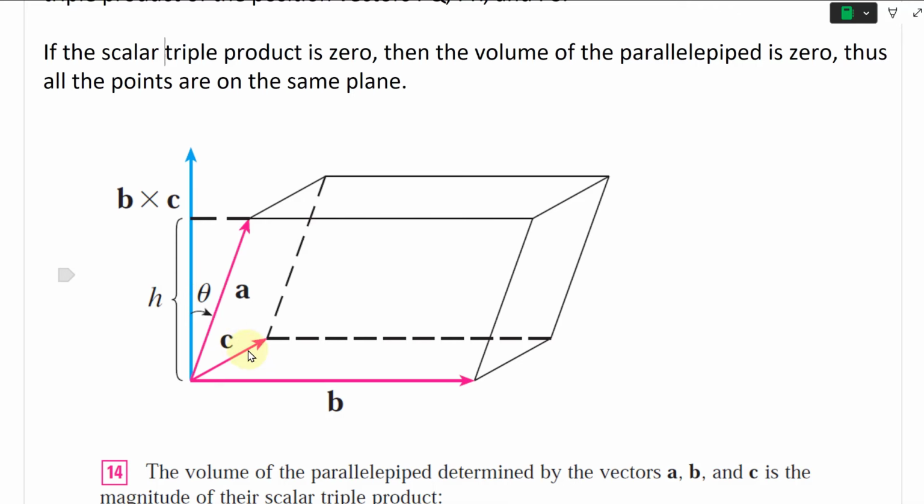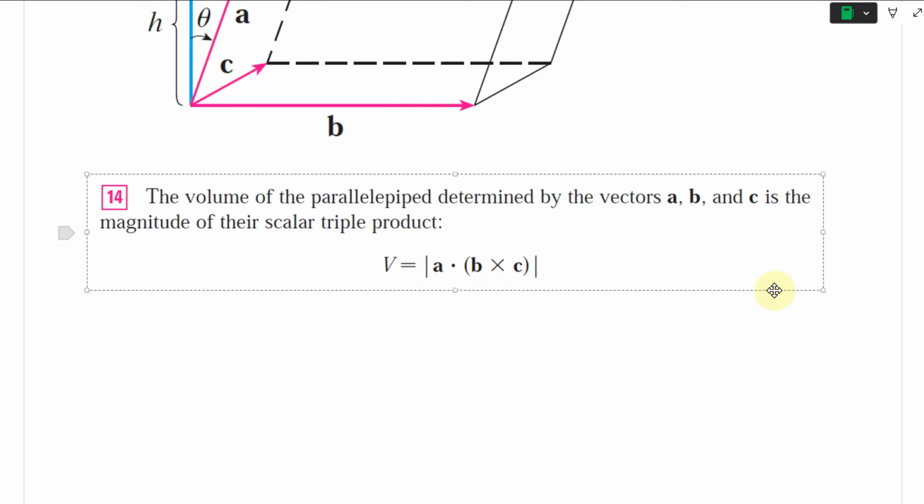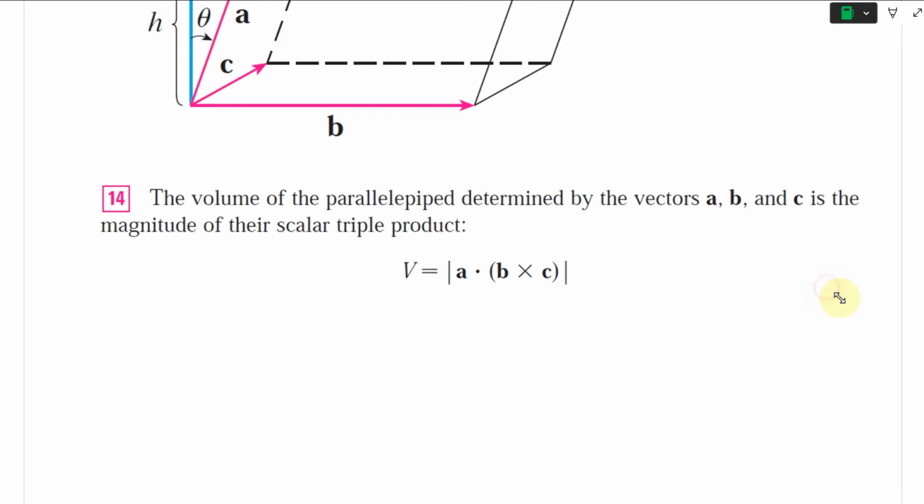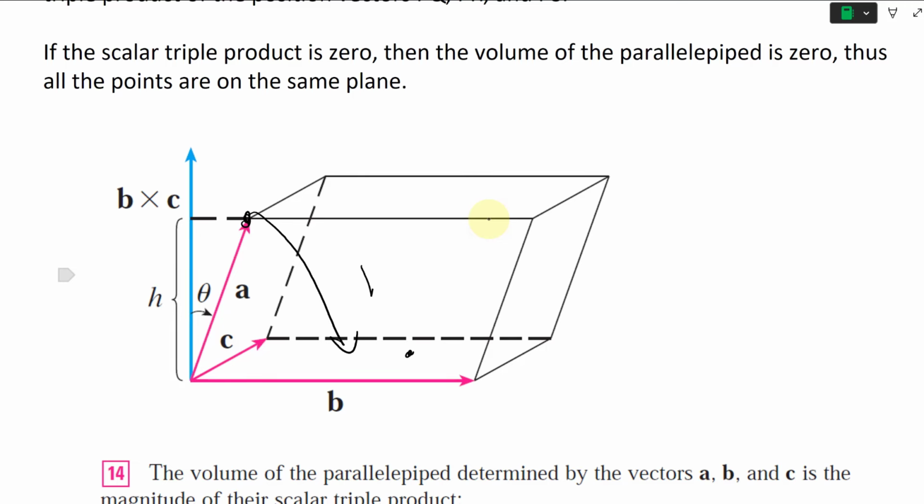Recall the volume of this parallelepiped is equal to the area of this parallelogram times the height h. The volume of the parallelepiped determined by the vectors A, B, and C is the magnitude of their scalar triple product. So V is equal to the absolute value of A dot B cross C. And if all these points are on the same plane, the height would be 0. So h is 0, and the volume is going to be 0.